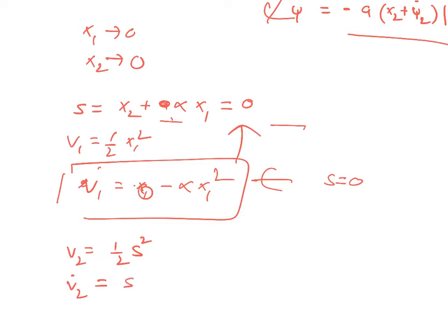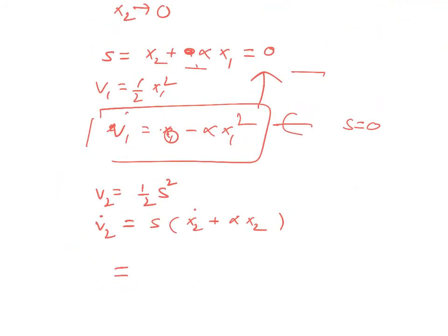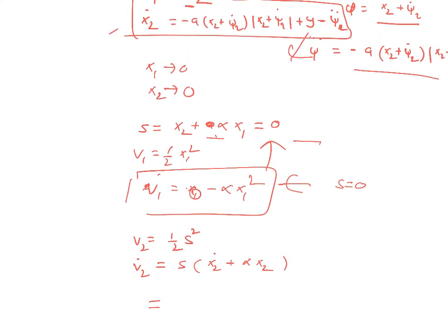So now V2 dot will be equal to s s dot, right? And what is s dot? S dot is x2 dot plus alpha x1 dot, which is x2, right? So x2 dot plus alpha x2. And what is x2 dot? x2 dot is right here, so it is s times minus a x2 plus psi r dot, times x2 plus psi r dot, plus tau minus psi r double dot plus alpha x2, right? That's my quantity, right?